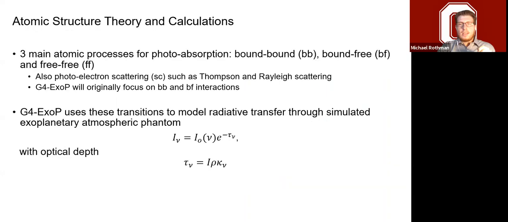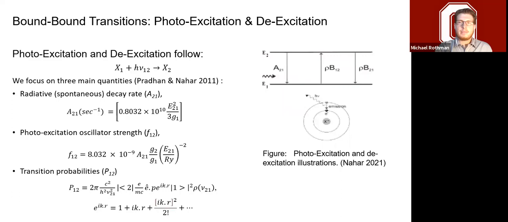Let's transition again from the macroscopic interactions now to the microscopic. There are three main processes for photoabsorption: bound-bound, bound-free, and free-free, also called inverse Bremsstrahlung. There's also photoelectron scattering, such as Thomson and Rayleigh scattering, but GN4XOP will focus mainly on bound-bound and bound-free interactions. We will use these to model radiative transfer through the multi-layer phantom using the radiative transfer equation. Our key quantity in this equation is the monochromatic capacity, kappa nu, which is hidden within the optical depth.